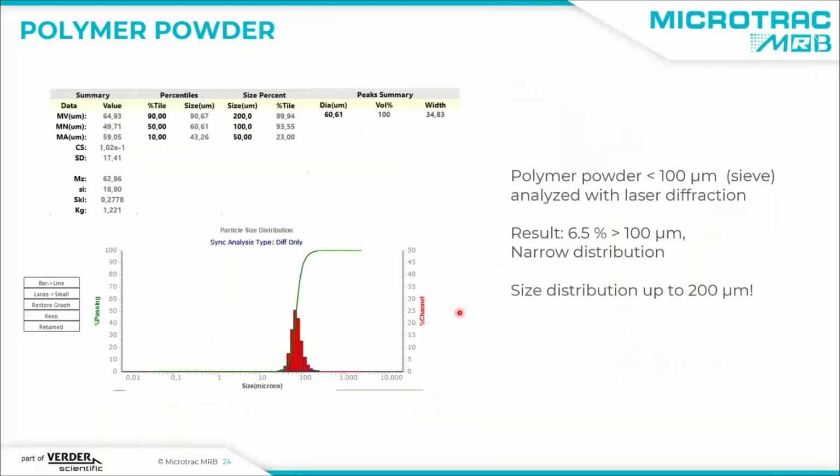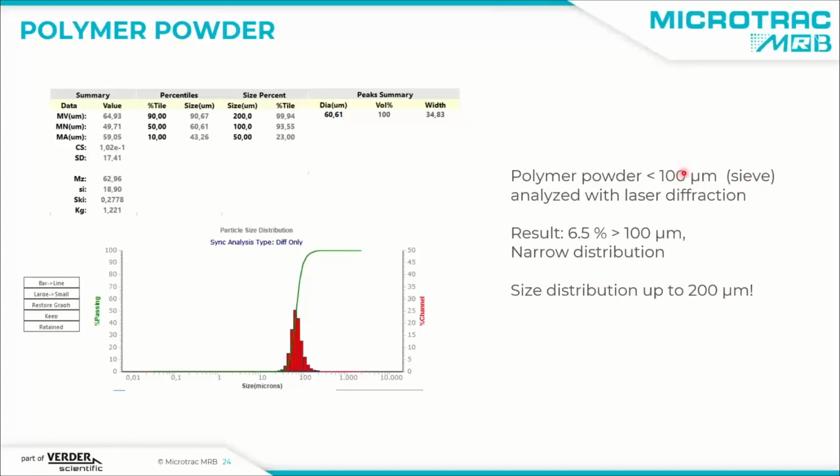So let's look at some examples. Here we have a polymer powder that has a size range from say about 40 microns to a bit over 100 microns. And this powder has been sieved at 100. So there should be no particles bigger than 100 microns. But in the laser diffraction result, we still see that there are about 6.5% bigger than 100. So how can that be? Why does the laser analyzer report big particles even though this powder has been sieved at 100?